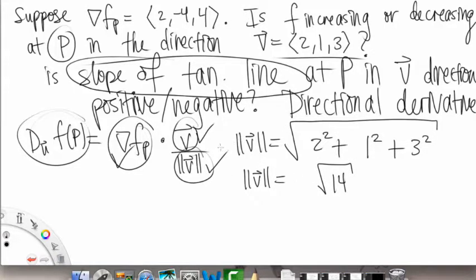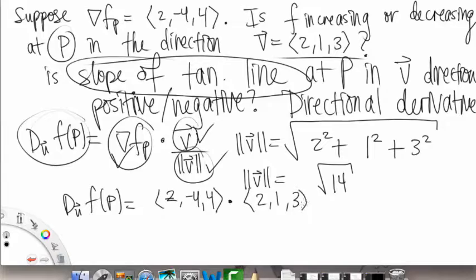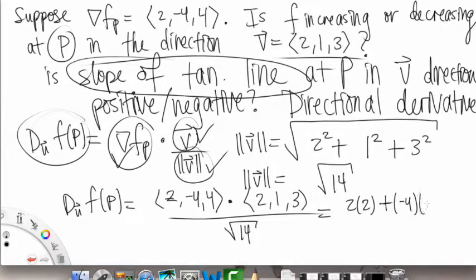Alright, so now we have all of the parts that we need. We're just going to plug these in and find the directional derivative. The gradient of f at p is (2, -4, 4), and we dot that with our direction vector (2, 1, 3), all over the square root of 14. So continuing on, we have 2 times 2 plus negative 4 times 1 plus 4 times 3, all over the square root of 14.